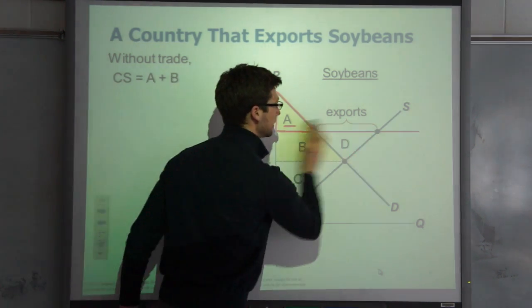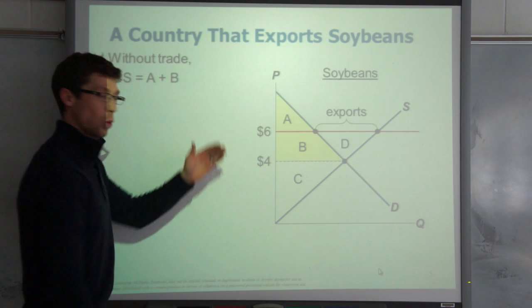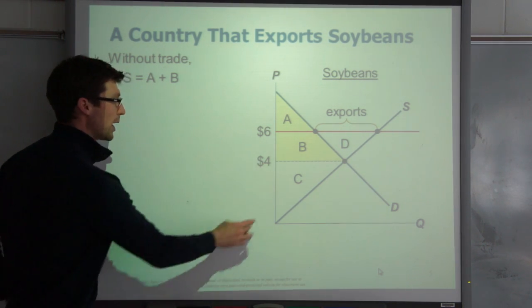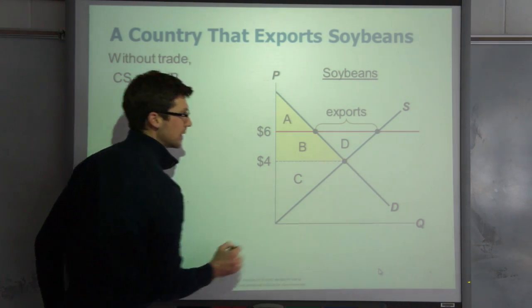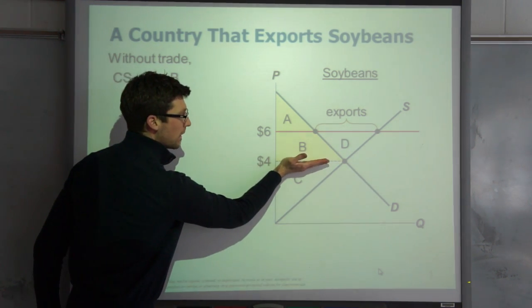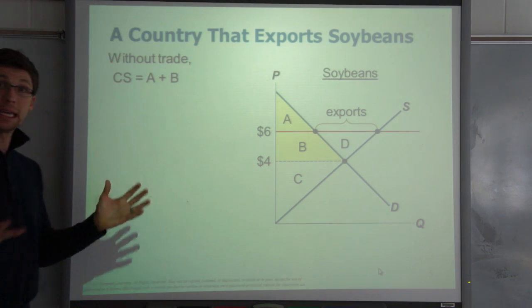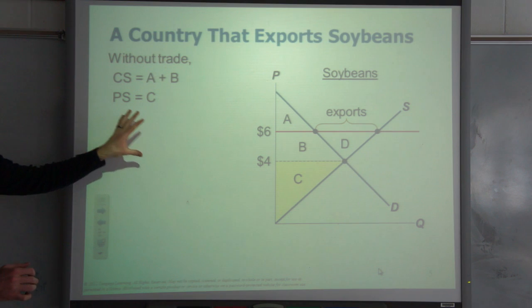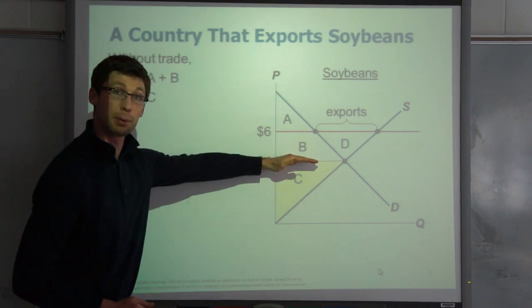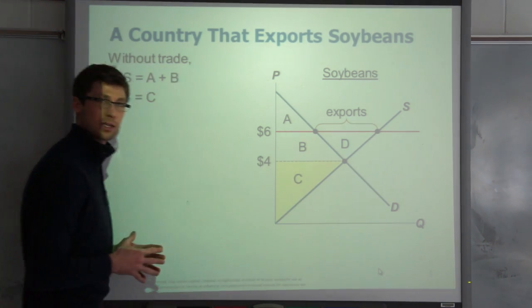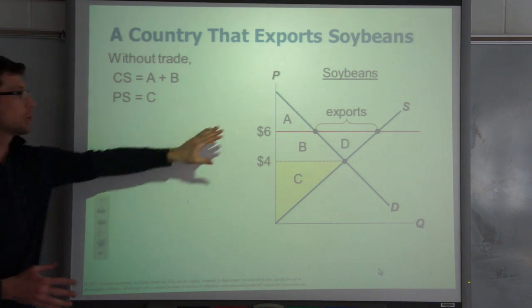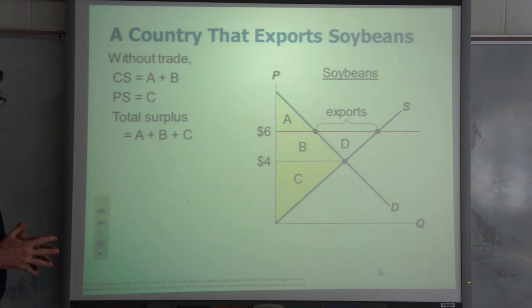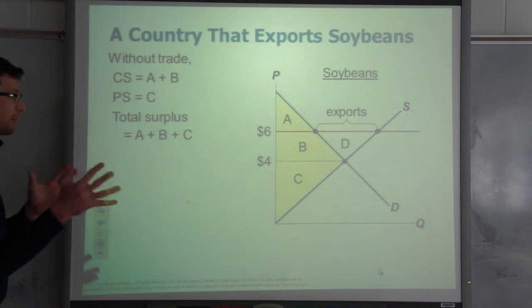I'm going to erase here real quick. So, without trade, the price is $4 and we're buying whatever amount this is. The area above the price and below the demand curve is consumer surplus, therefore it's A and B. Producer surplus is area C, the area below the price but above the domestic supply curve. So areas A, B, and C are going to be our total surplus. Producer plus consumer.